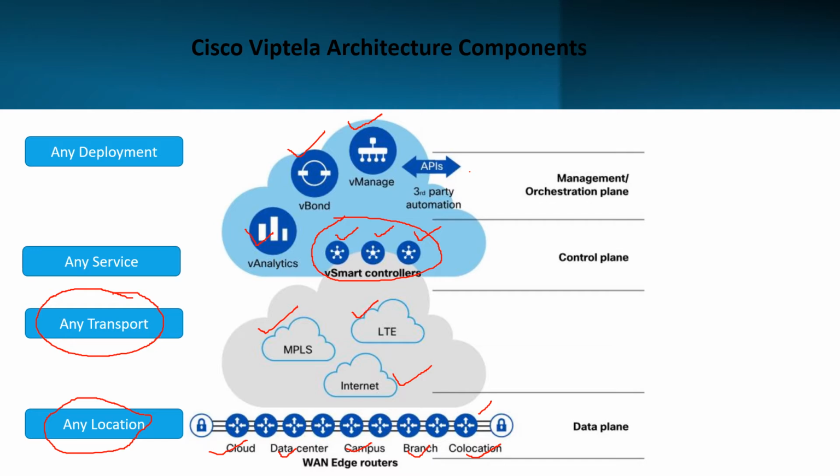With vSmart, you're going to build your control plane, and obviously the data plane resides here on the edge devices. Any services: you can utilize this infrastructure for any services. Maybe you want to talk from branch to branch, maybe from branch to data center, or maybe you want to utilize this traffic which is towards the cloud. Let's talk about any deployment. This deployment can be on the cloud, maybe on Azure, maybe on AWS, and it can also be on-prem.